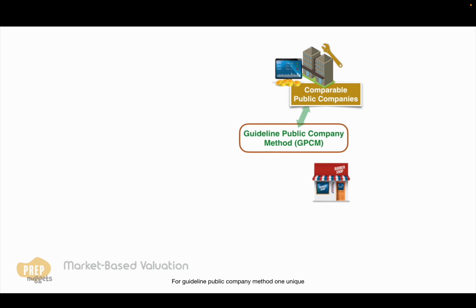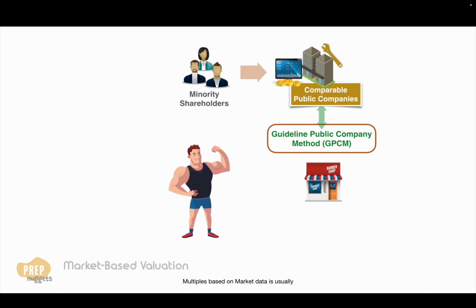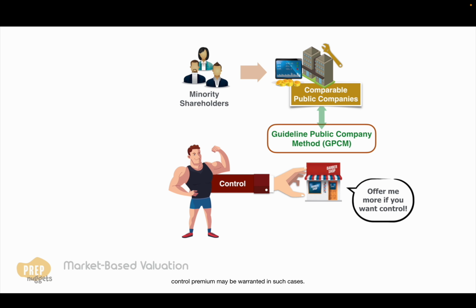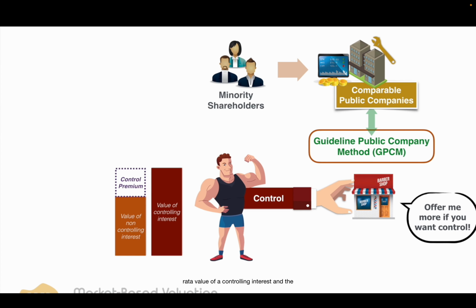For guideline public company method, one unique consideration is the issue of control. Multiples based on market data is usually from the perspective of minority shareholders with no control of the company. In contrast, investments in private companies often include the element of control, so a control premium may be warranted in such cases. The control premium equals the difference between the pro rata value of a controlling interest and the pro rata value of a non-controlling interest.